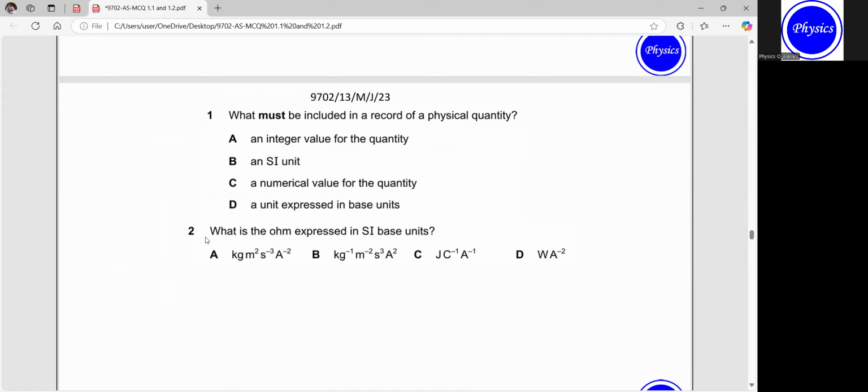Do you think it must be an integer value? Not necessary. Do you think only we need an SI unit? Only with the SI unit, what calculations are you going to do? Nothing. It must be a numerical value. What is the last one? A unit expressed in base unit, not necessary.